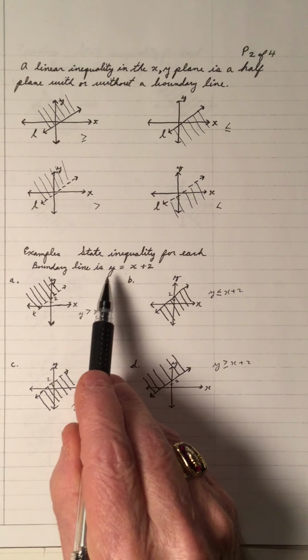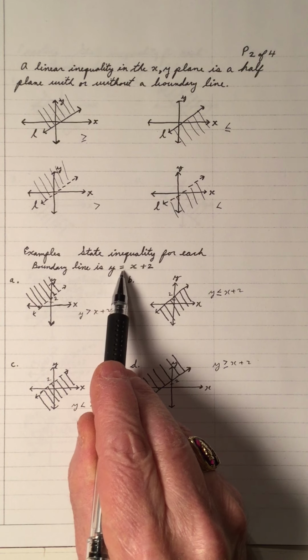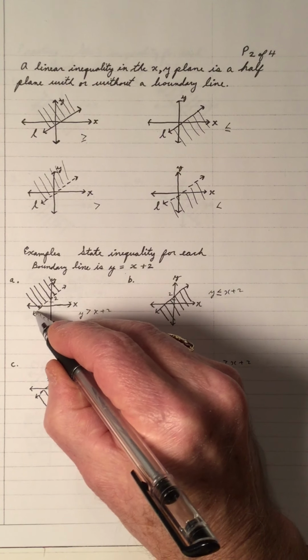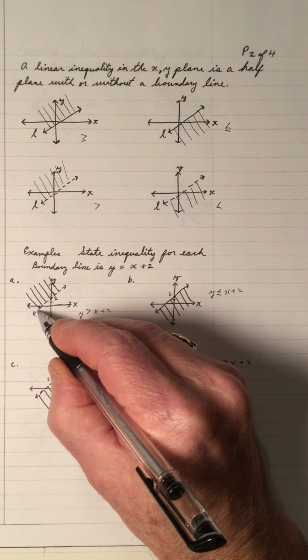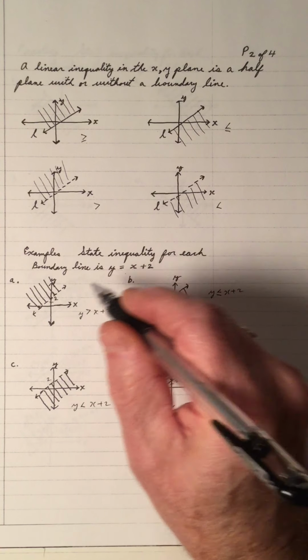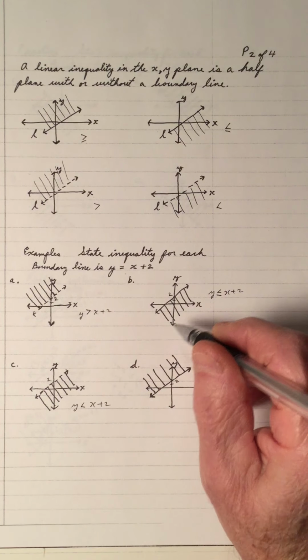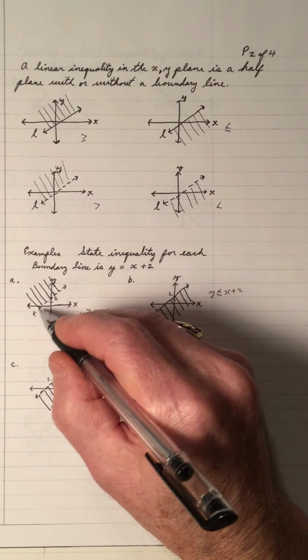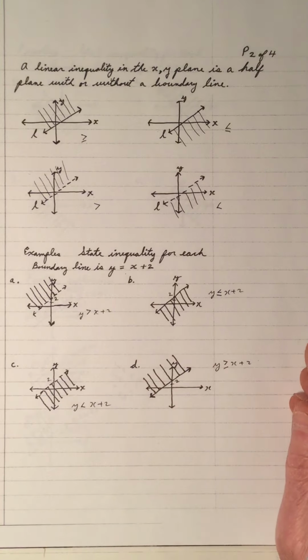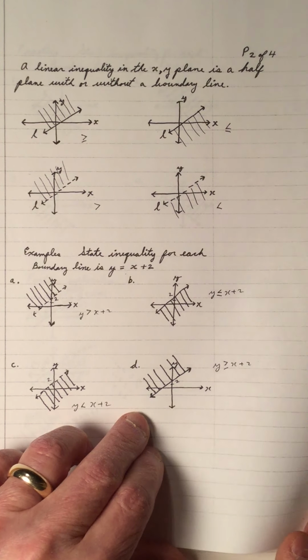So notice the boundary line is an equal sign because, even though it's not solid here, the boundary line is always the line with an equal sign that describes the separation of the points above and below in a plane. And let's continue.